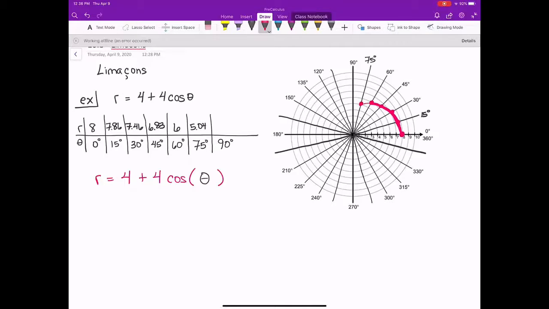So 1, 2, 3, 4, 5, barely a little more than that. So coming in there. And then the cosine of 90 is 0. So then 0 times 4 is 0, plus 4 is 4. 1, 2, 3, 4. Okay. We have quite a ways to go. This is not nearly the whole entire picture.